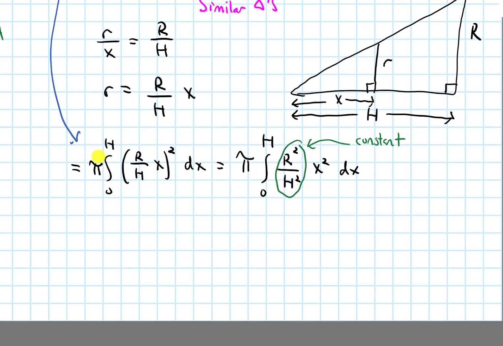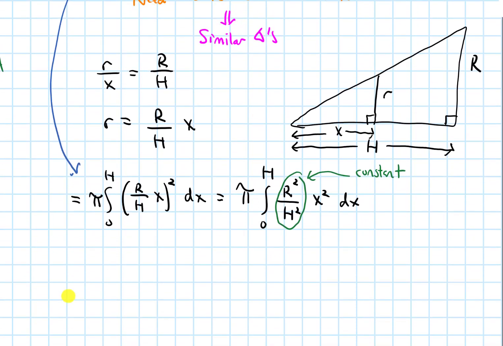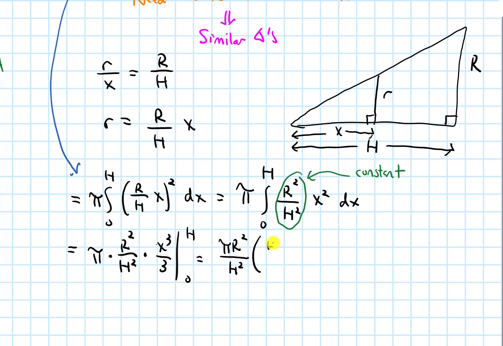Okay, so at this point, we are ready to take our antiderivative. We will get pi times the r squared over h squared will stay there. And then I'll get the antiderivative of x squared, which is x to the third over 3. Then I've got to plug in the h and the 0. So when I do this, let me keep the constant pulled out: pi r squared over h squared. And now let's plug in the capital H into this. So we'll get h to the third over 3 minus plug in 0, which will just give me 0.